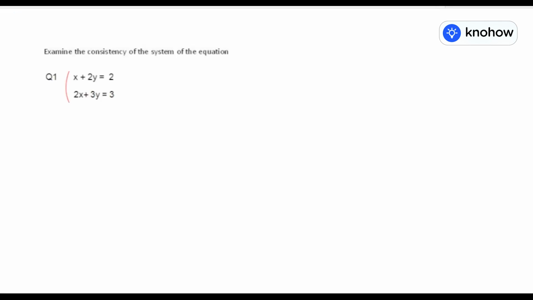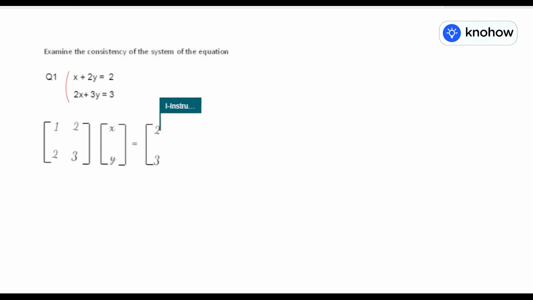Examine the consistency of the system equations. Now here, we have a system of linear equations in two variables. We just note down the coefficient matrix. Let us first rewrite it as the coefficient matrix 1, 2, 2, 3, column-wise, multiplied by the variable matrix x, y, equal to 2, 3. Even for solution it has to be written like this.